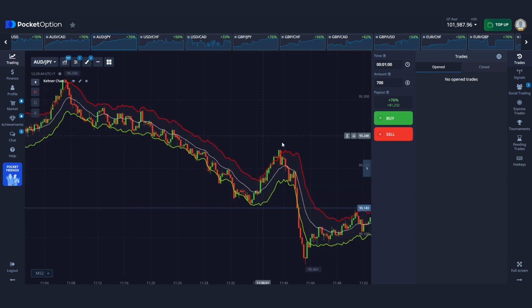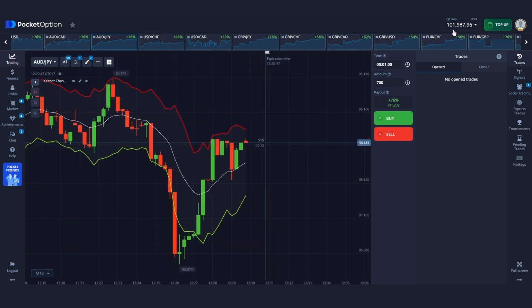Today I ended up with such an interesting and simple strategy, and it even helped me earn a decent profit. That's all I have for today. See you soon.